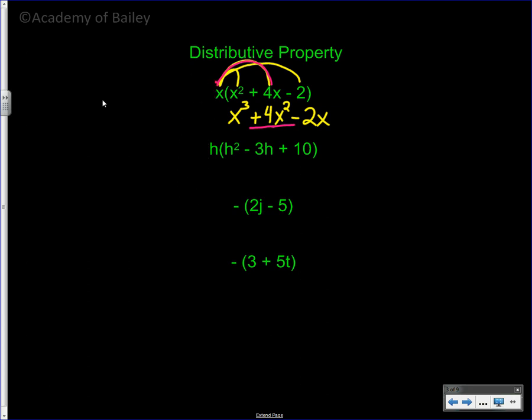So now I want you to go ahead and try the second example. Pause the video and then play it and make sure your answer matches mine. H times h squared is h cubed. H times negative 3h is going to be negative 3h squared. And h times positive 10 is a positive 10h.